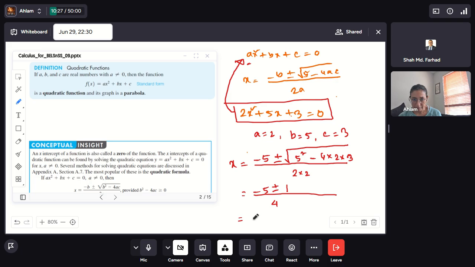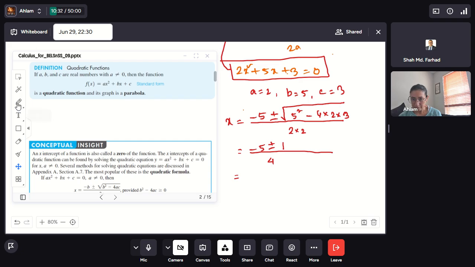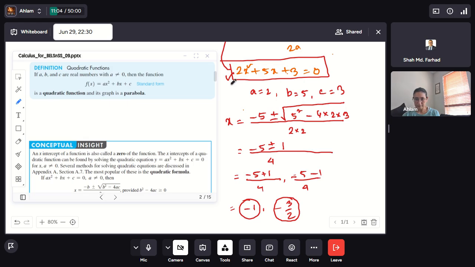So if we consider plus, we get negative 5 plus 1 over 4, and then negative 5 minus 1 over 4. So basically we get negative 4 over 4, that is negative 1, and from the other, negative 6 over 4, that means negative 3 over 2. Okay, this is basically the solution of this quadratic equation using the formula.